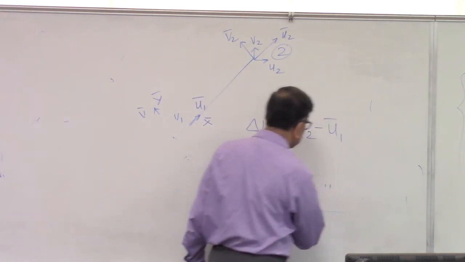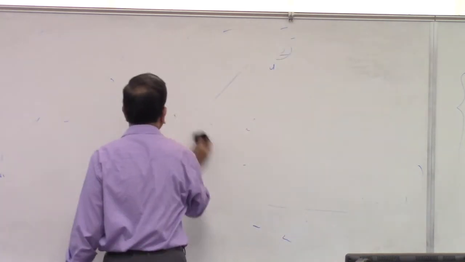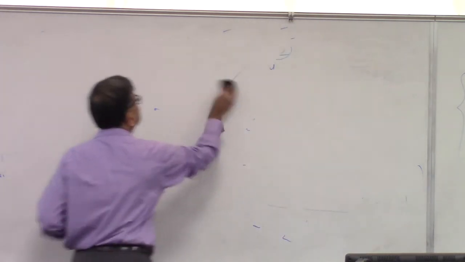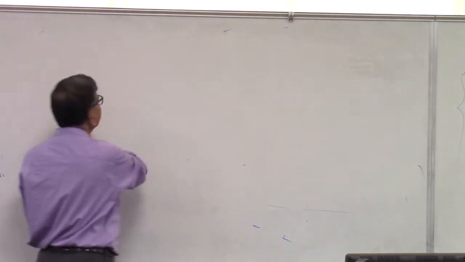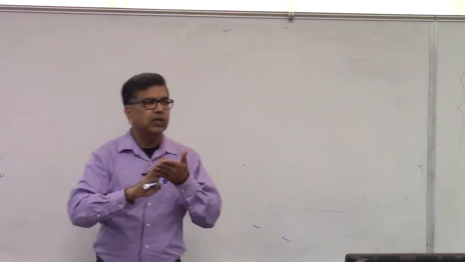Now, the members are all over. But still, the members take only tension or compression. 3D trusses are very difficult to make. Very, very difficult. You know why? 2D trusses are riveted or bolted.